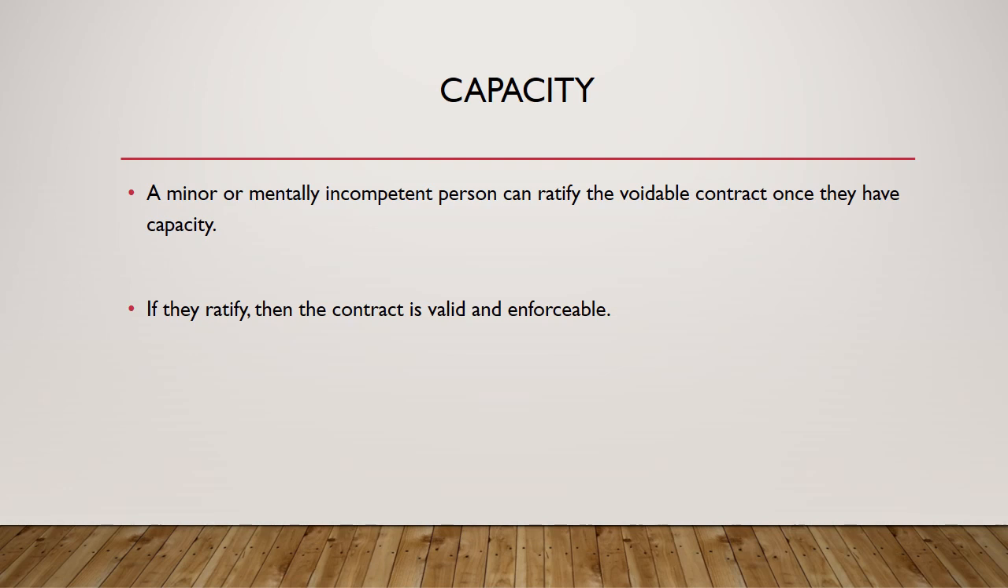So ratification is a possibility. If you have a minor or a mentally incompetent person, once they achieve capacity, so in the example of the minor painter at 17, once he turned 18, he could ratify the voidable contract. If you ratify it, then the contract is valid and enforceable. You would no longer have that option of it being a voidable contract at the painter's election.